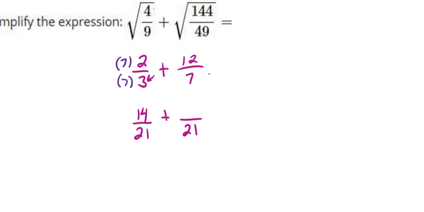Okay, and then I look back over here and say, okay, what did I have to multiply that 7 by to get that 21? 3. So I have to multiply that by 3, so then I also multiply the top by 3. 36. Okay, yeah, so 12 times 3 is 36.